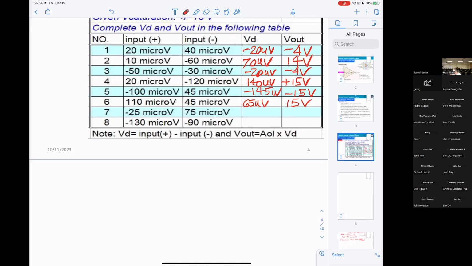Number 7. Isn't the last one 13 volts? What do you mean, the last one? What number? Number 6. Okay, I need to calculate it. 65 times 200,000 is 13 volts.